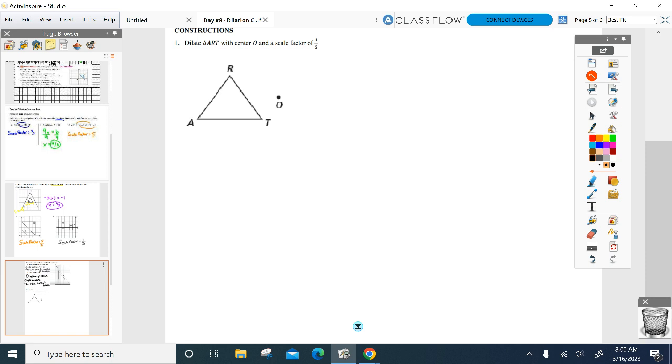Charlie, you pick which point you want to dilate first. R, you got it. So everyone connect R to O right now. Connect R to O with your straight edge. Okay, take your straight edge, connect R to O.